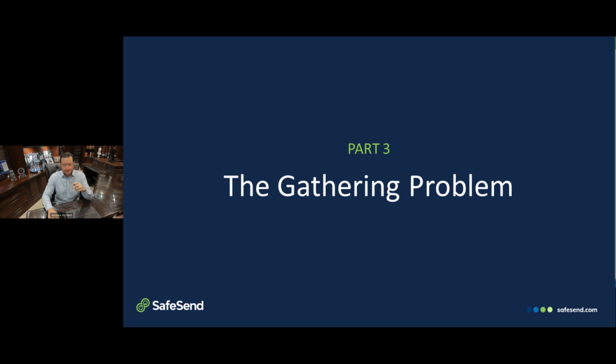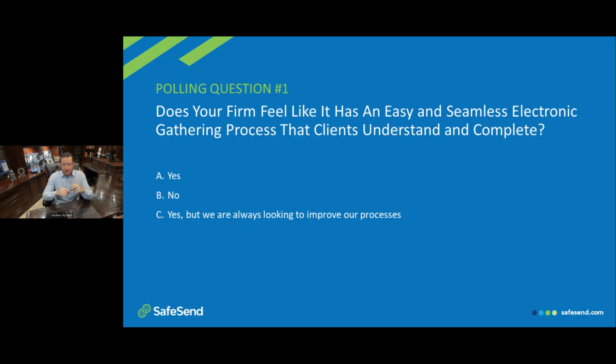The next phase is making this smarter, shrinking it down, and applying AI to level up how smart they are. So if we look at the gathering problem as a whole, the first thing I would want to do is turn back to Isaac and see if we can launch polling question number 1 and get some feedback from the audience.